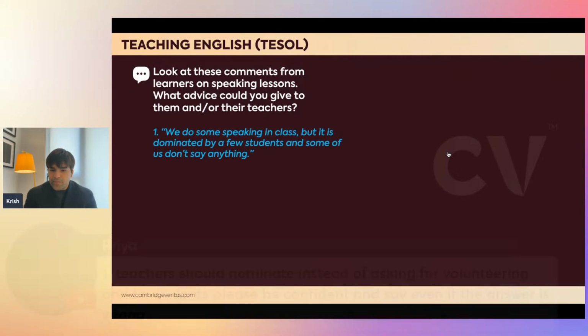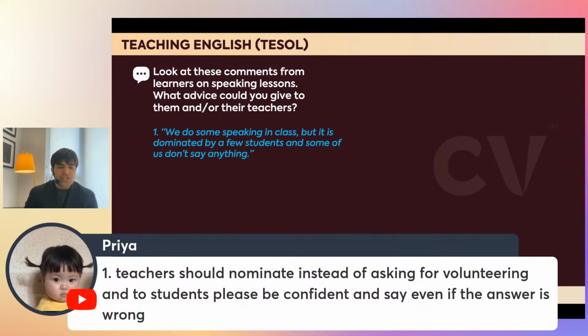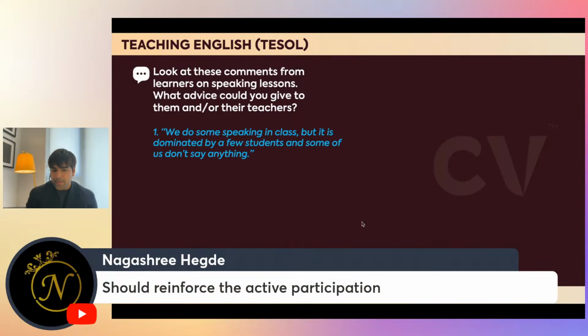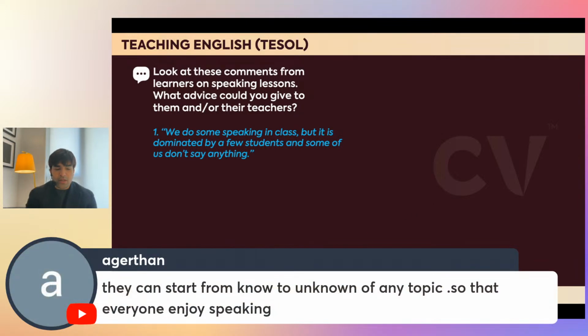Priya says, teachers should nominate students instead of asking for volunteering. And to students, please be confident and say, even if the answer is wrong, good. Nagashri says, should reinforce the active participation. Agarthan says, they can start from known to unknown of any topic so that everyone enjoys.